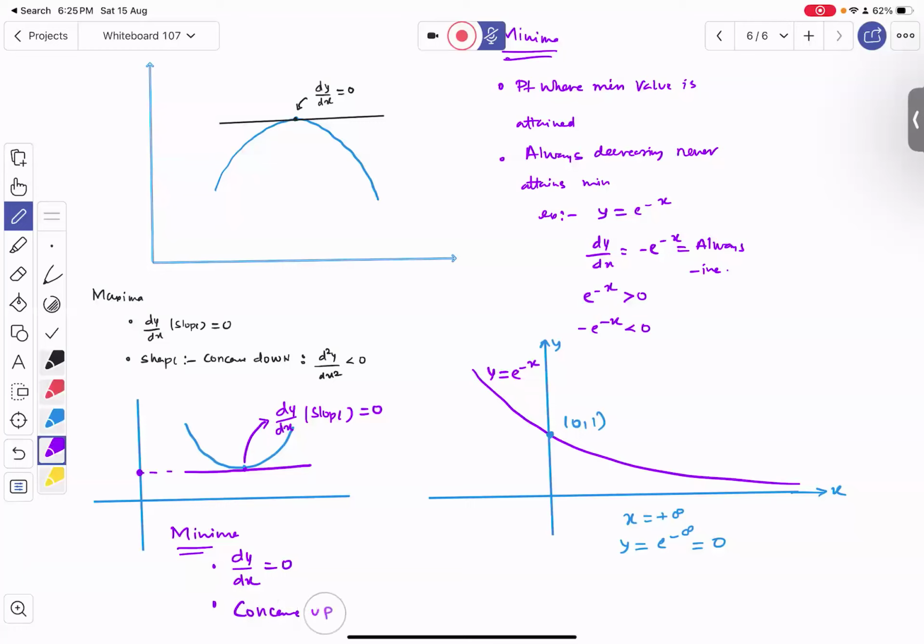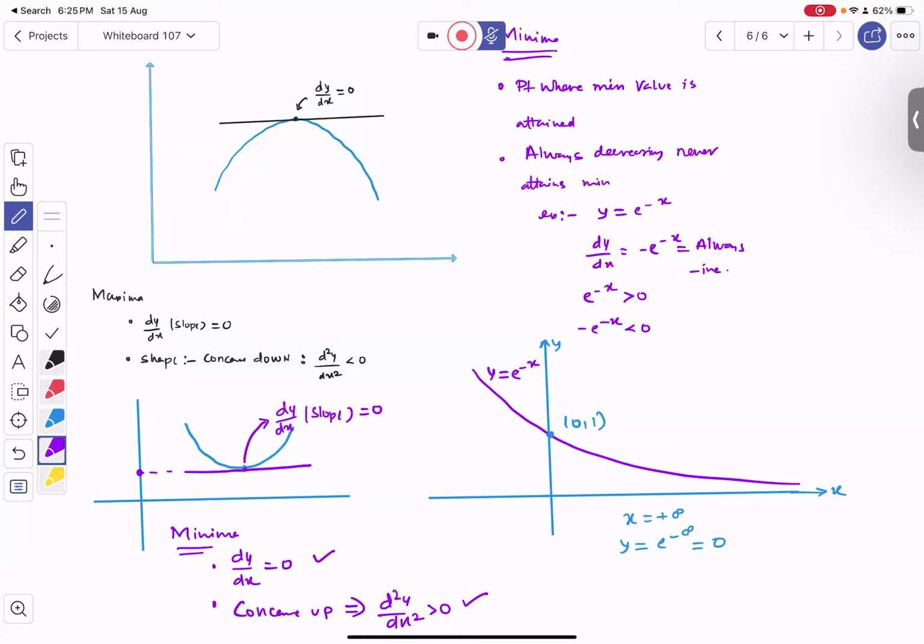So concave up is the shape of the curve. So double differentiation must be positive. So these two things must be satisfied simultaneously for having a minima at a point. So whatever has been done here is clear, no?